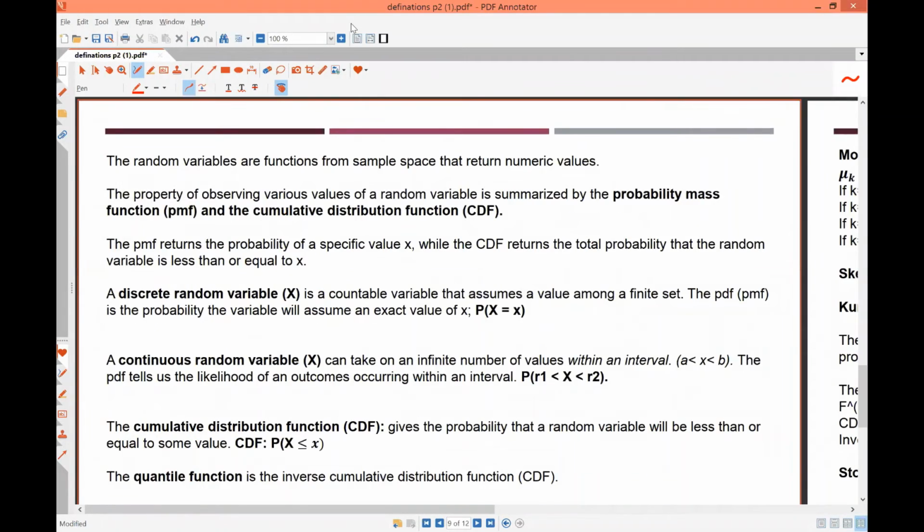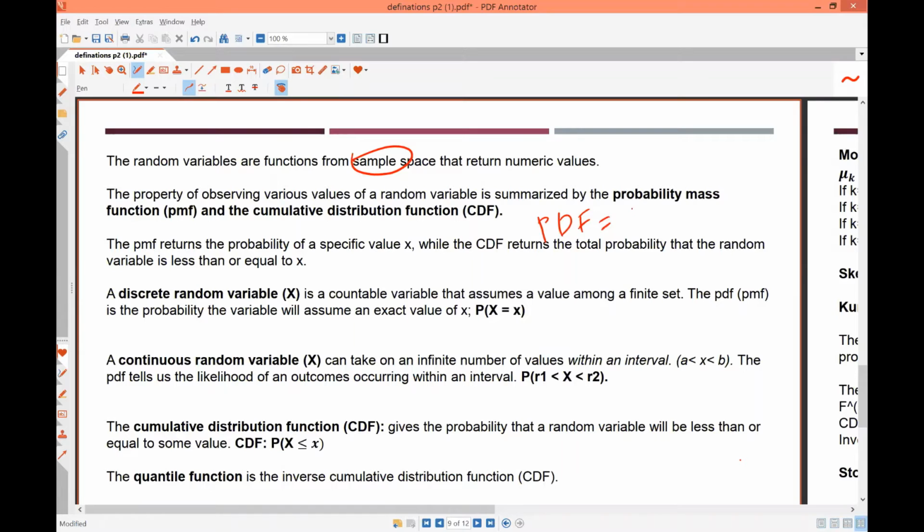Some of the concepts that I have already explained to you: random variables that are functions of sample spaces. I have explained sample space. Then a very important concept is the probability mass function and the cumulative distribution function. So we just talk about the probability distribution function, which is actually PDF.